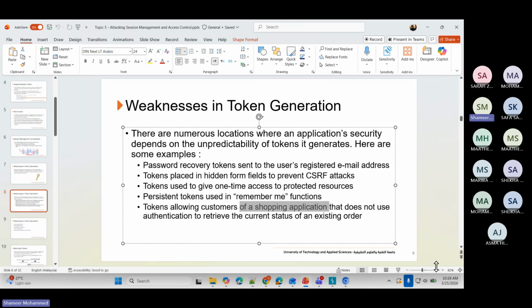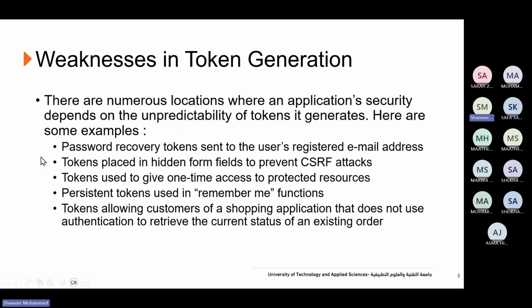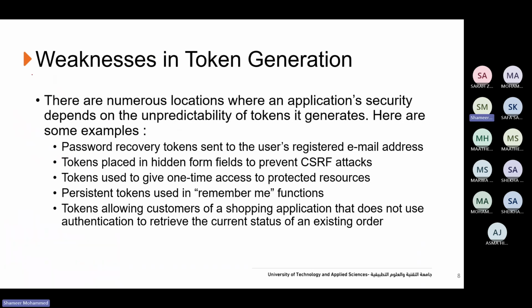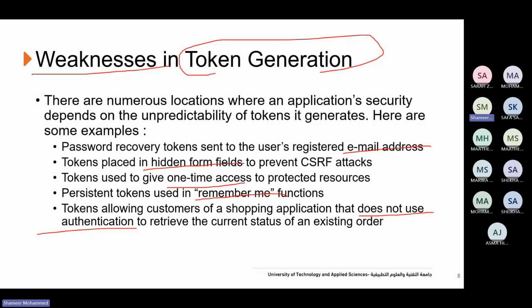So these are all the weaknesses now. What are these things? These are the weaknesses in token generation. Don't send the token in the email. Don't send the token in the hidden form fields. Don't send the token in the form of one-time access. Don't save the tokens in Remember Me. And tokens, when you are sending, you should authenticate. If you do not authenticate, then that means there is a weakness.